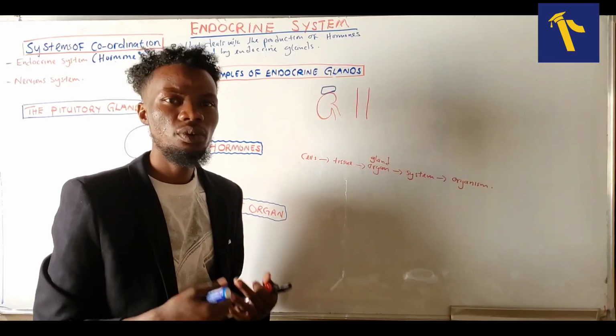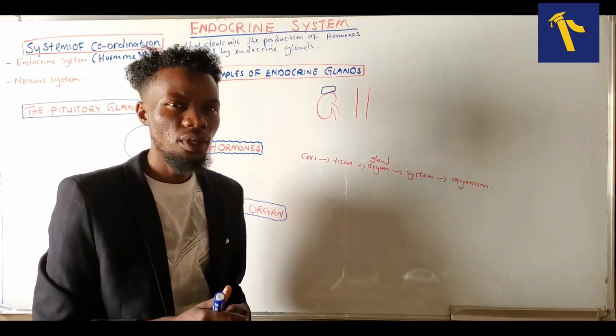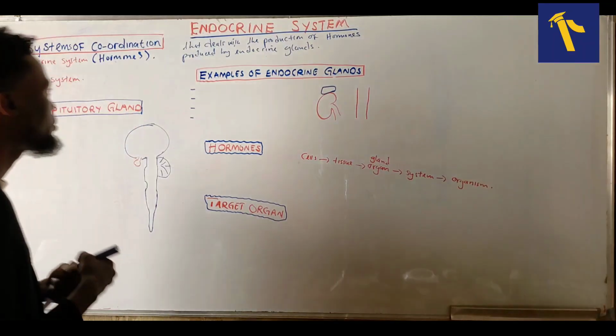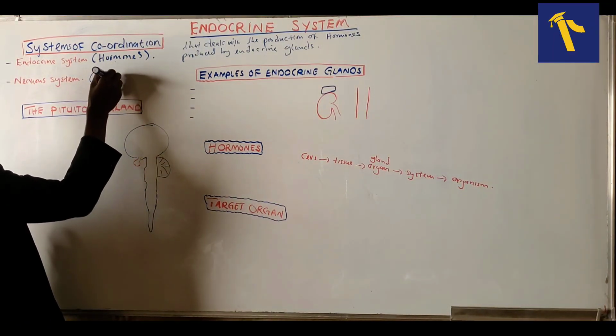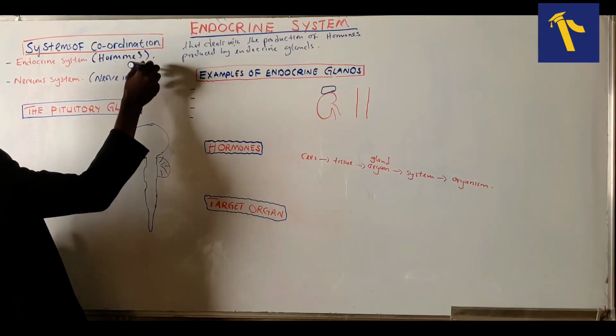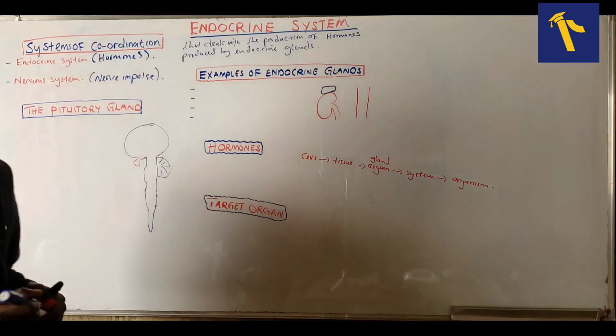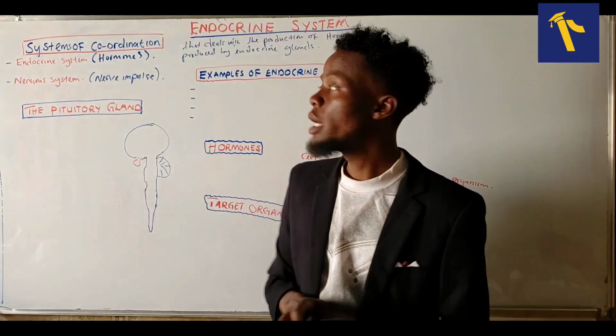Now, the question that we are going to ask is, what about the nervous system? What does it use in order for organs to communicate with one another? It uses what we call nerve impulse. Okay, this one is going to use nerve impulse, and we'll talk about it in other lessons or future videos. So make sure that you stay tuned.